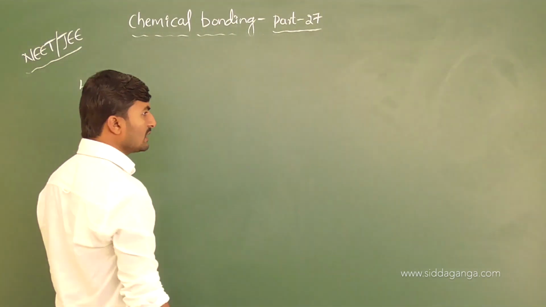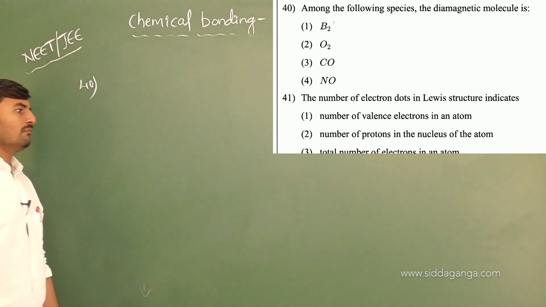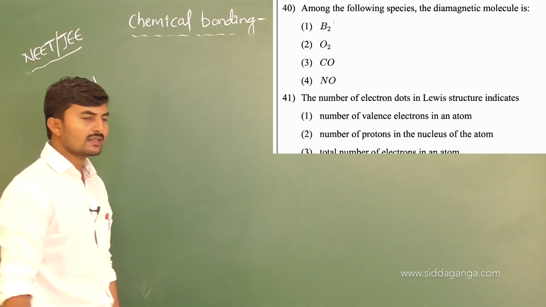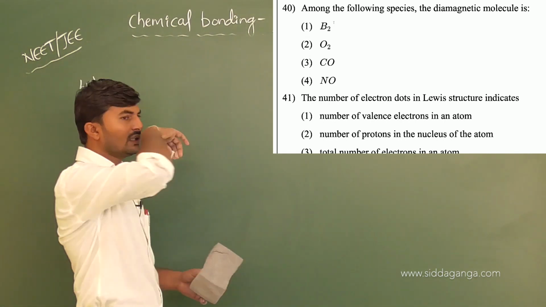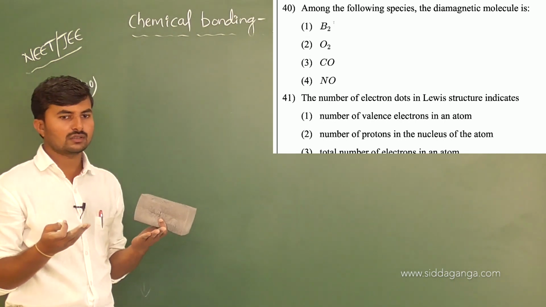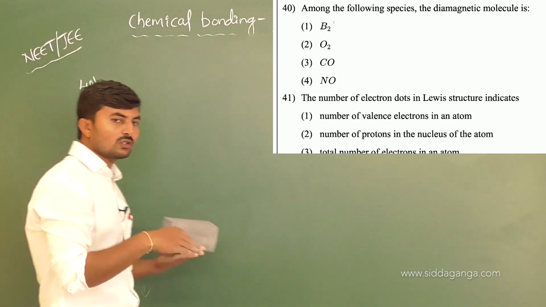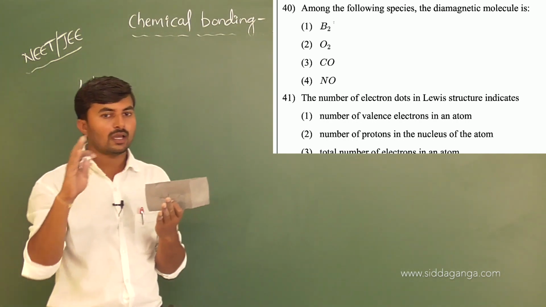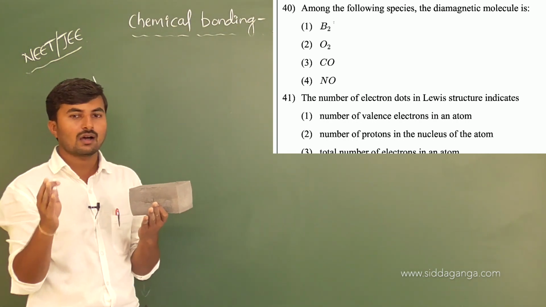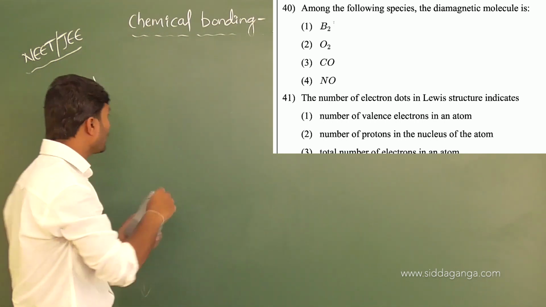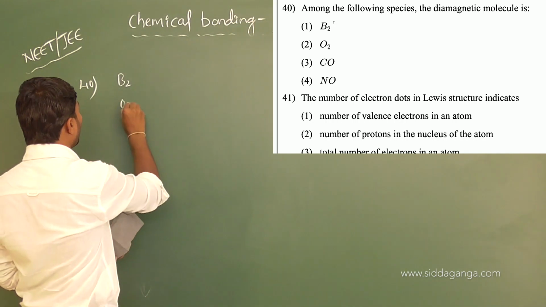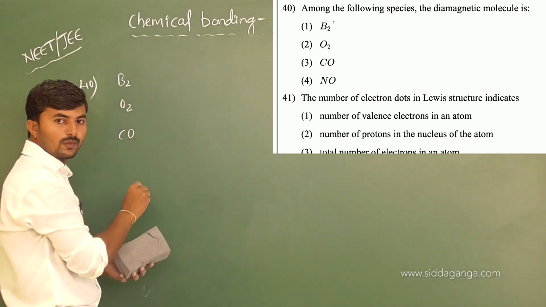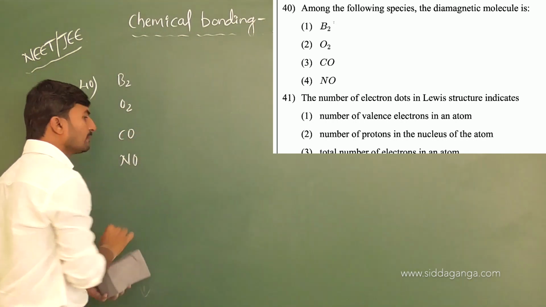It is very easy to predict the magnetic behavior of a molecule based upon the number of electrons. We know 14 electrons, 15 electrons, 16 electrons, all of these come up. When we get those electrons, how can we identify whether it is paramagnetic or diamagnetic? Suppose here they have already given B2, O2, CO and NO. These are the examples given.